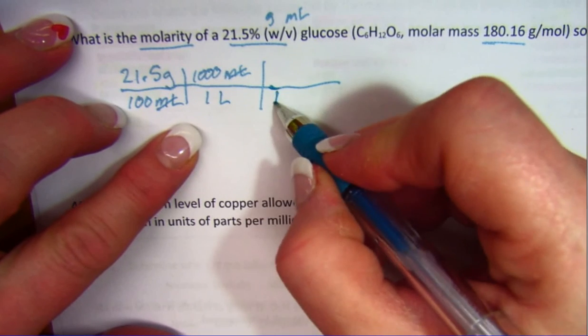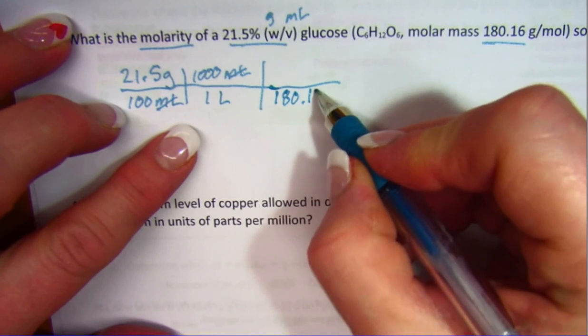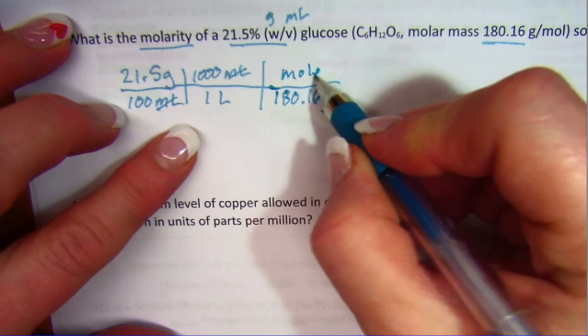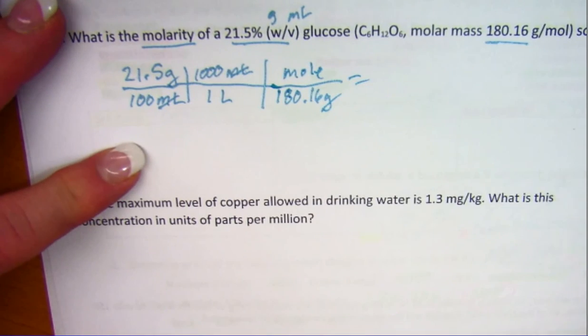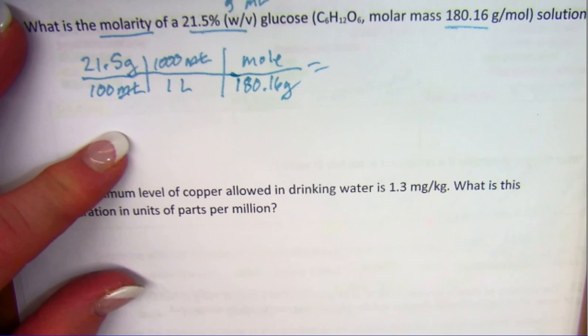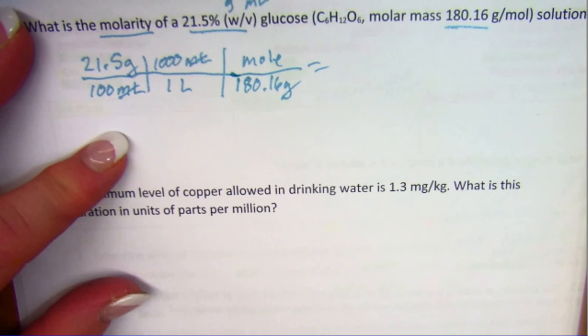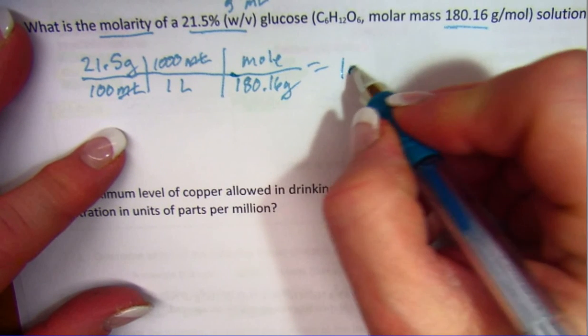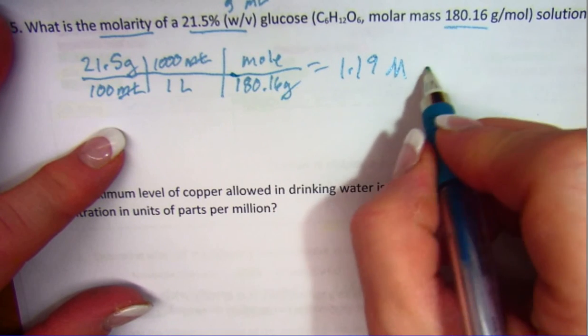I put the mass down here because I want to get rid of it, and that actually flips the mole on the top. Grams go out, and I can put it all in my calculator in one. So you see in the other one I broke it down; this one I did faster and dirtier. So 21.5 times 1,000, enter, divided by parentheses 100 times 180.16, close parentheses. We end up with 1.19 molar glucose.